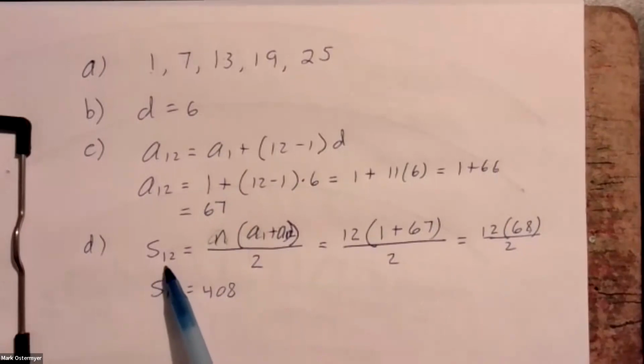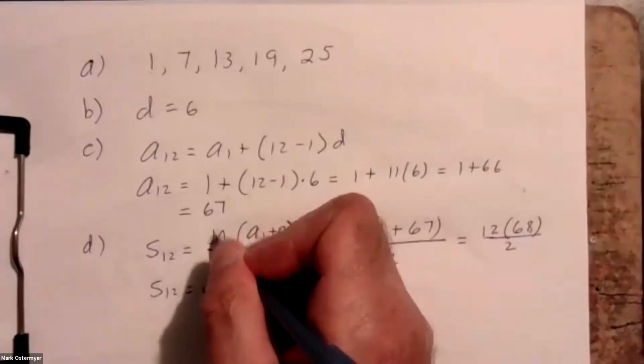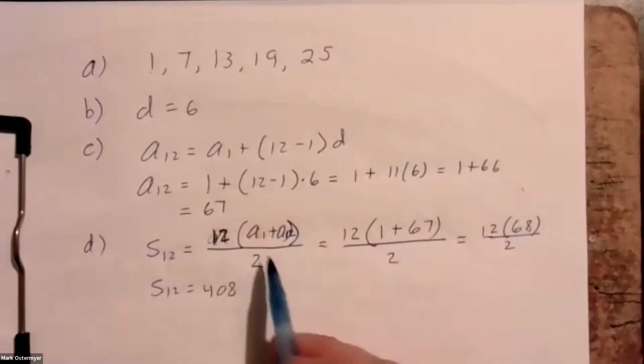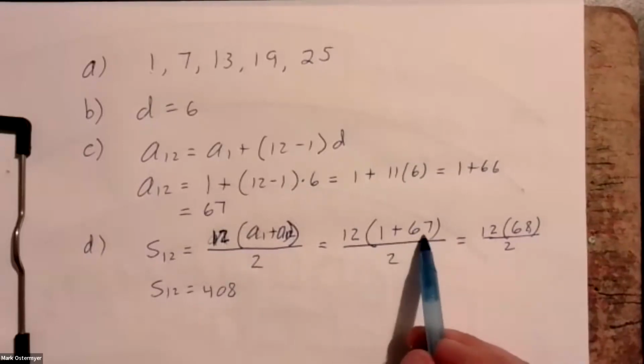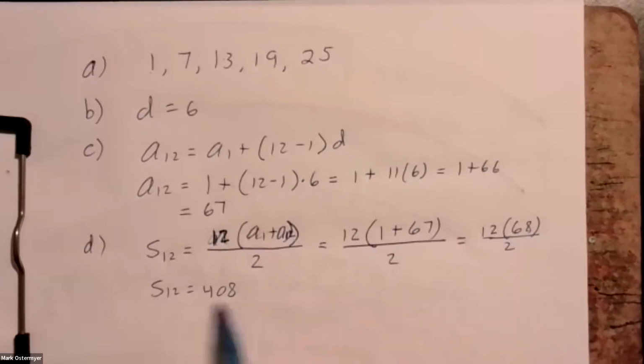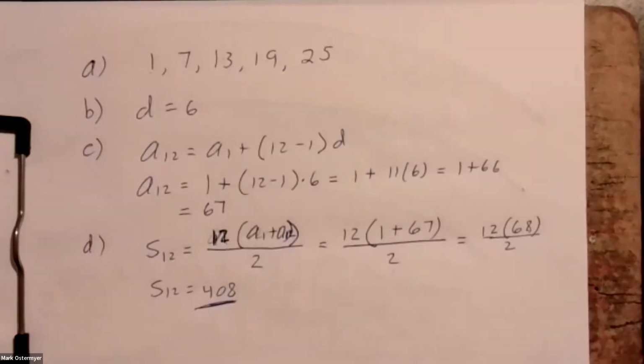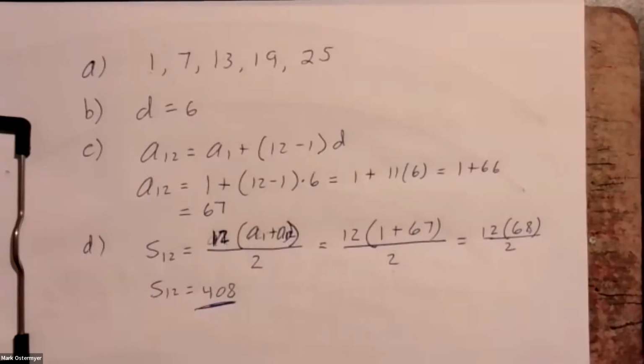Then to find the sum of the first 12 terms, this will be 12 times your first term plus your 12th term, divided by 2. So 12 times 1 plus 67 divided by 2 is 408. Did anybody get those? Right there. The sum of the first 12 terms will be 408. Anybody get those? I did. All right. Okay, that's classwork number 1.